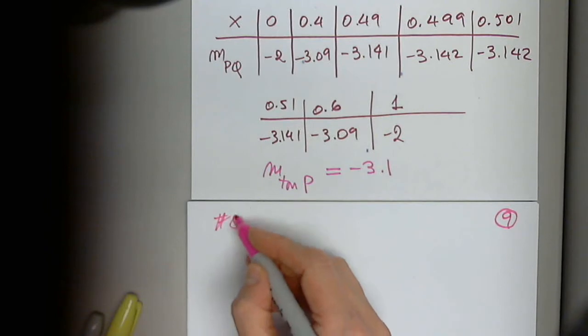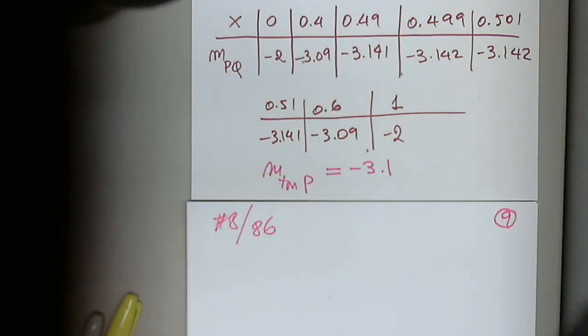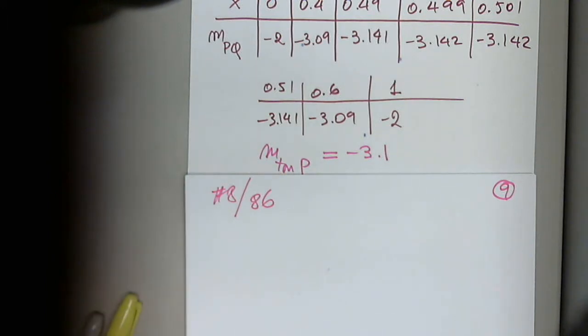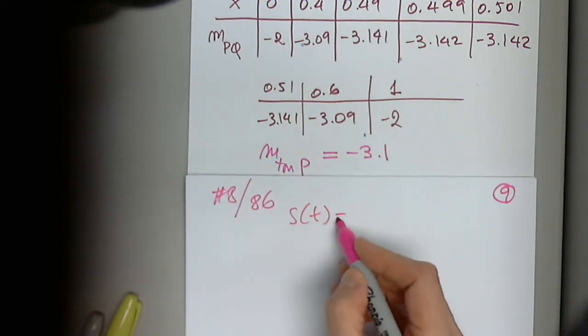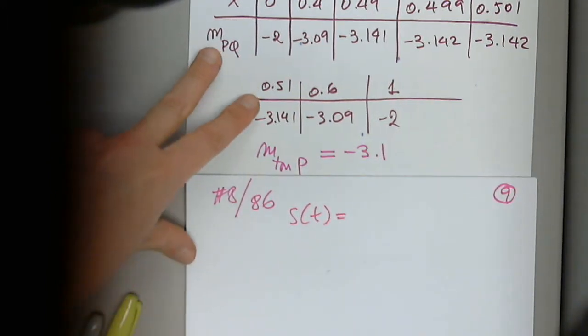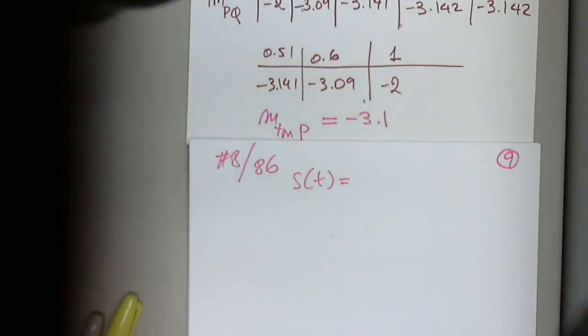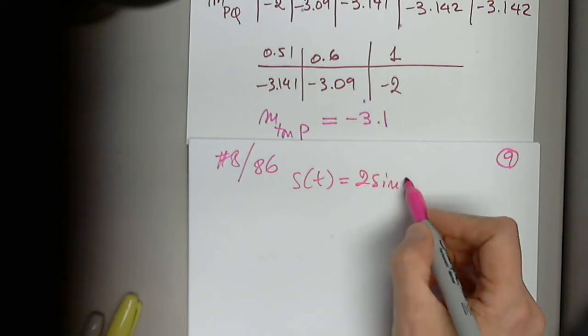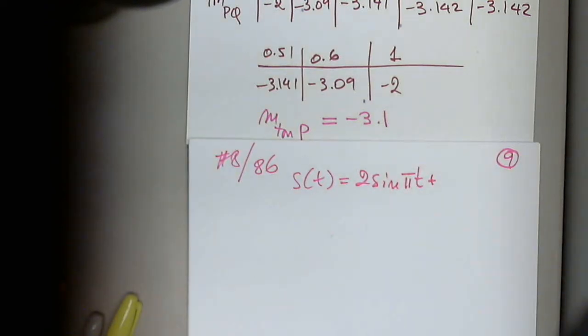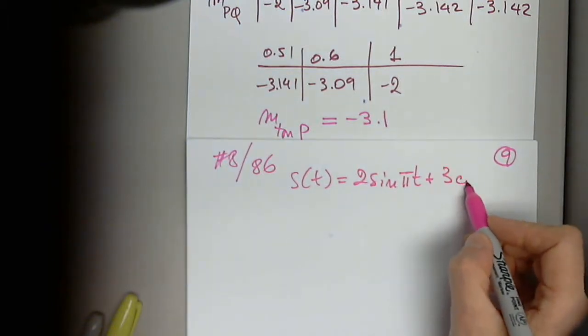So this is 8 this time on the same page, 86. So let's copy the information. We are given S, and it should be S of t, the displacement function or distance, 2 sine pi t plus 3 cosine pi t.